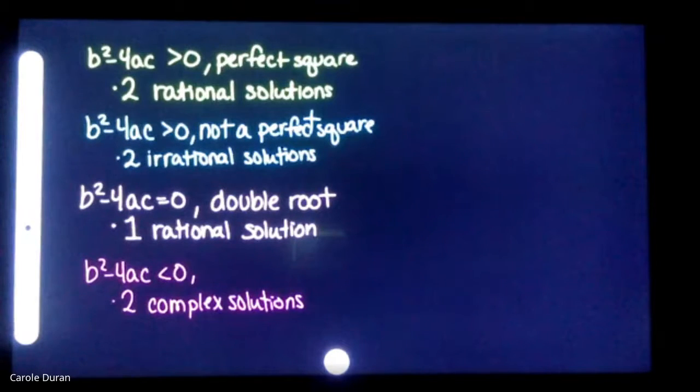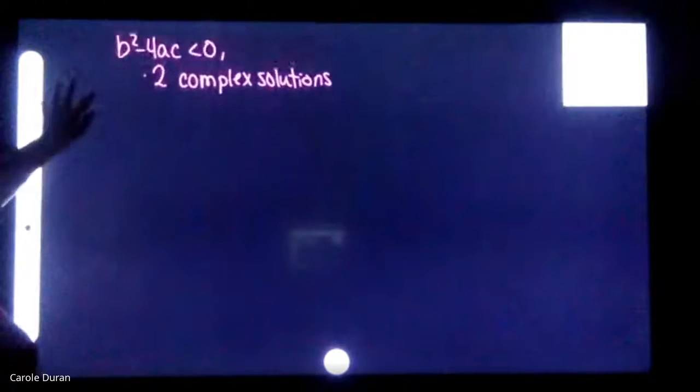So we're going to go ahead and use this information then to identify the discriminant and the types of roots for 3 example quadratics. We're not actually solving them. We are just identifying the types of solutions using the discriminant.